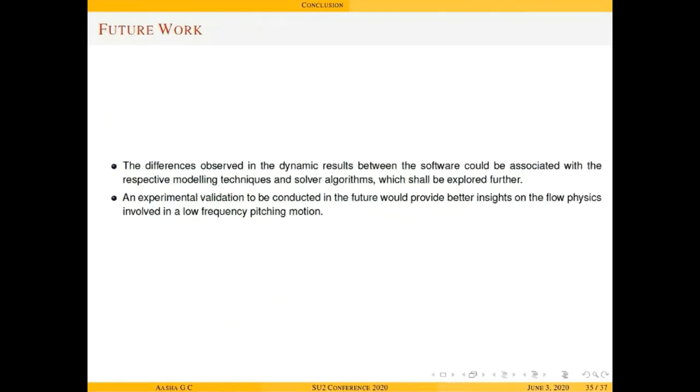In the work aimed to be done in the future, we aim to explore the differences between the dynamic results and the cause of the differences in association with the respective modeling techniques of the two softwares, as well as the solver algorithms. An experimental validation is also planned to be conducted in the future that should provide better insights on the flow physics involved in the low frequency pitching motion.